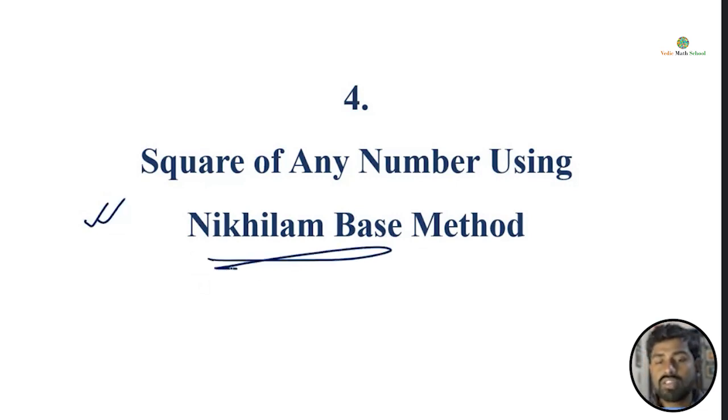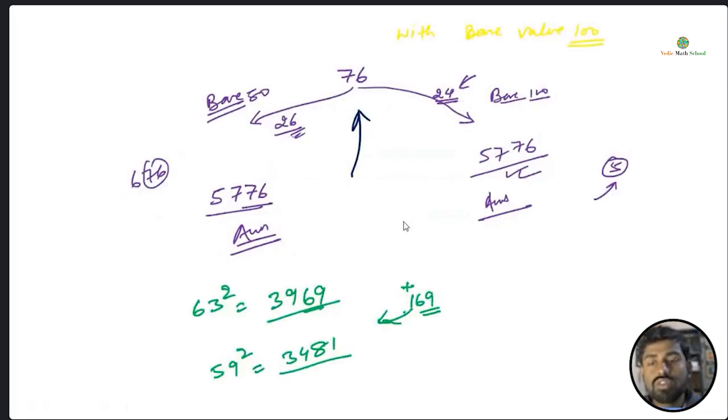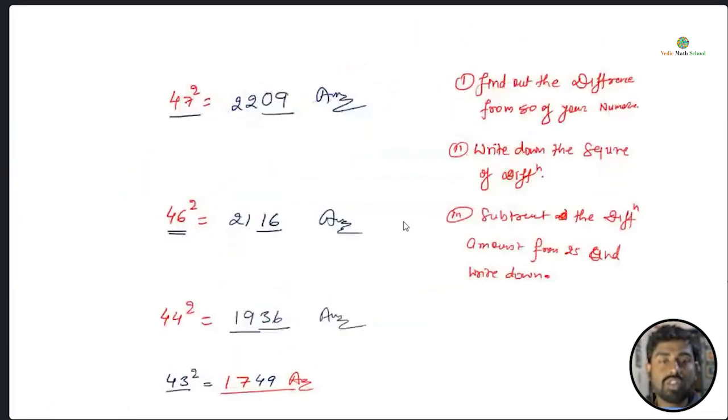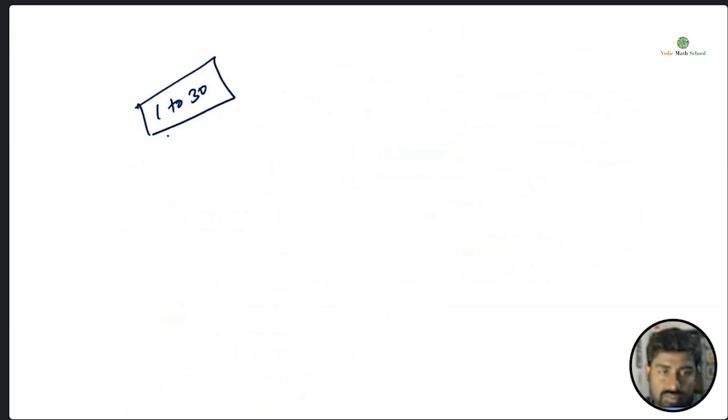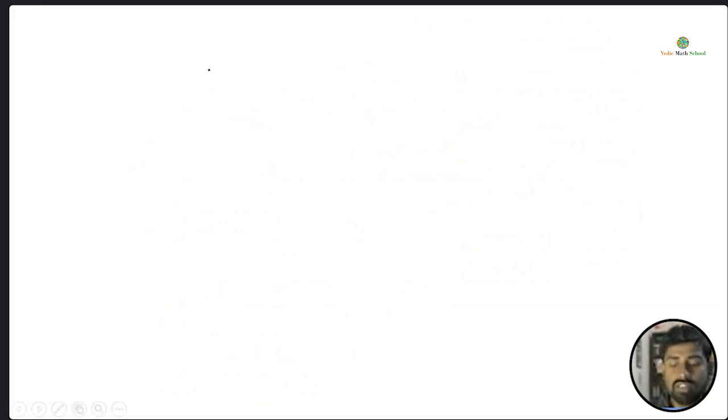This is the rule name, Nikhilam base. Here, first you have to remember the 1 to 30 table, right? I already shared in the previous lesson that you have to remember the 1 to 30 table. Using this, it will be helpful. Now, I'm going to convert this number into three parts.